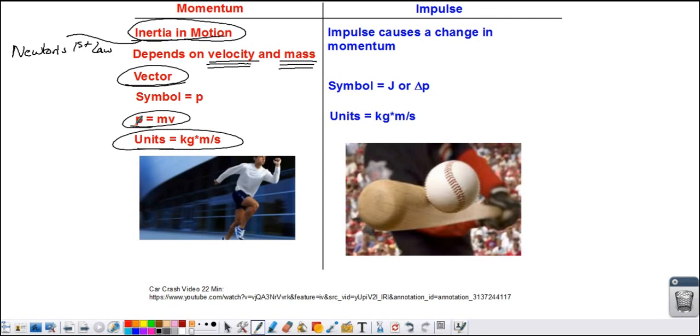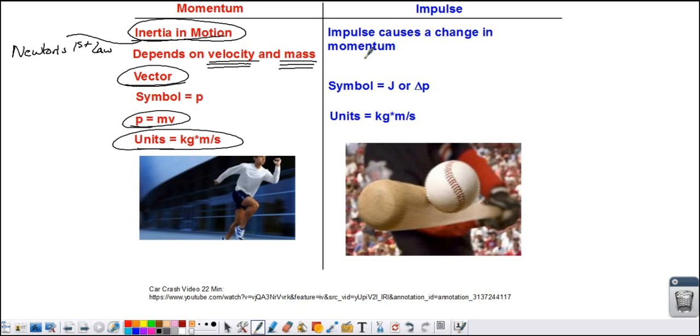The next thing we want to talk about is impulse. An impulse causes a change in momentum. So down here we've got this picture. The baseball's coming in. It had a velocity coming in this way. And the next thing you know, it gets hit by the bat, and it's going to have a velocity going out that way. That's a change in momentum. It's changing its velocity, so therefore the momentum is changing, and an impulse causes that change in momentum.